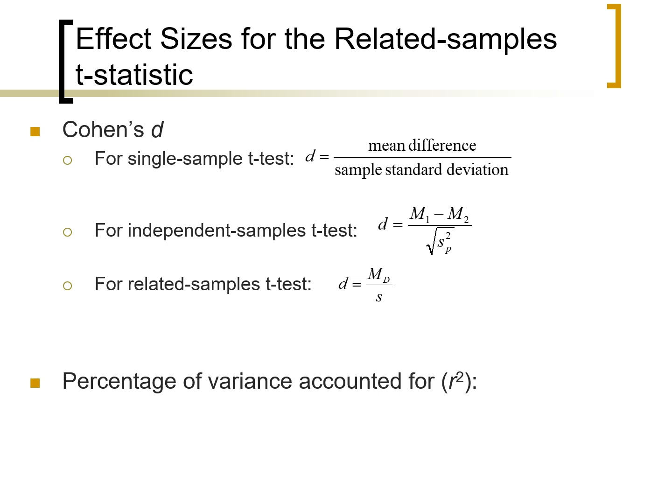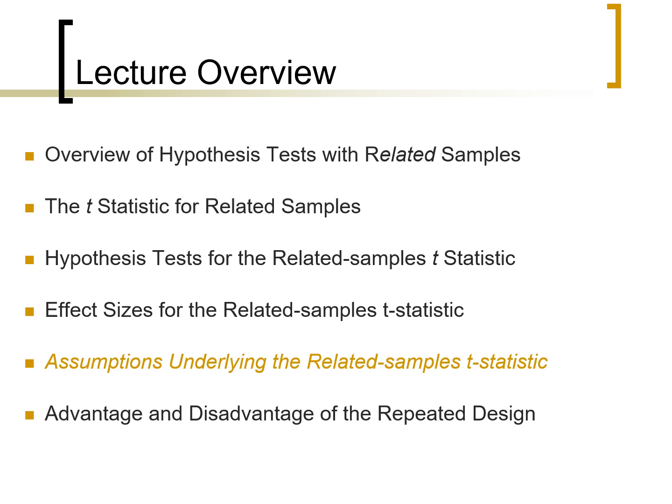And of course, you can also do the percentage of variance accounted for, r squared, and that uses our t-statistic plugged into this formula. Now, for our assumptions underlying the related samples t-statistic, we have a couple of things to consider. Some new, some old.